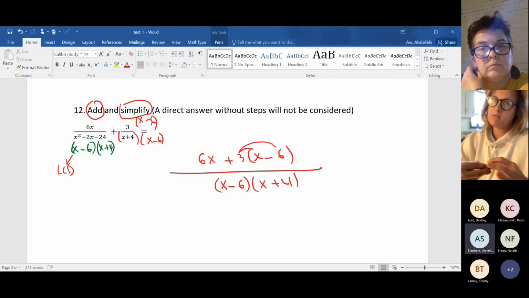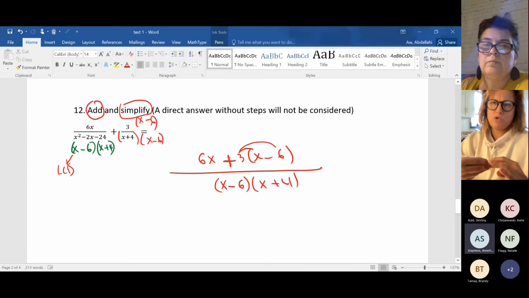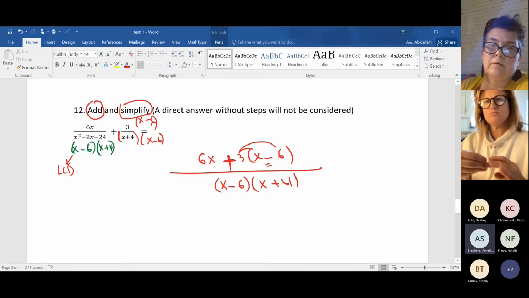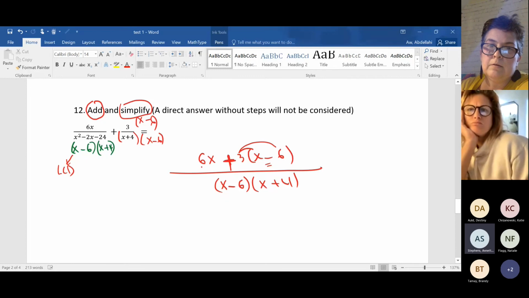Do you see x minus 6? No, at the first, how many terms do we have here? The numerator, how many terms do we have? You have 2 terms. I see x minus 6 in the second term, but do you see x minus 6 in the first term? No. Do I see it here? No. So you cannot simplify that.